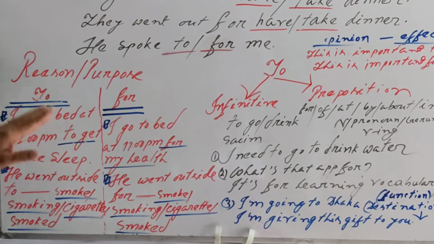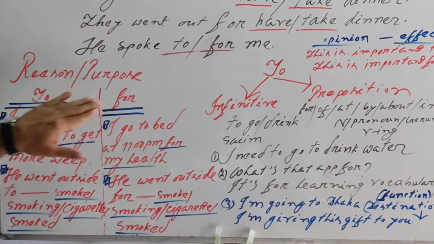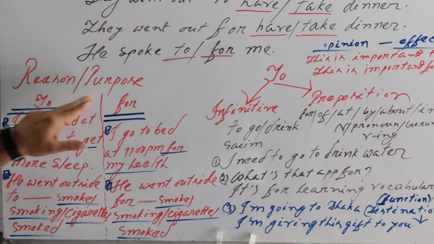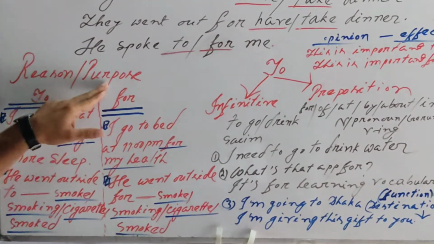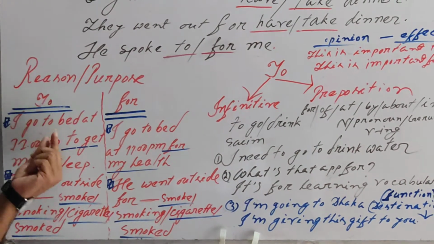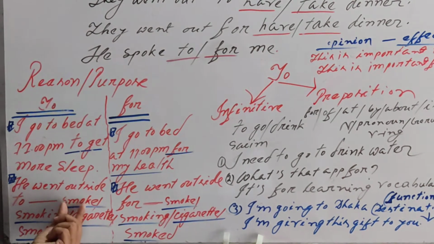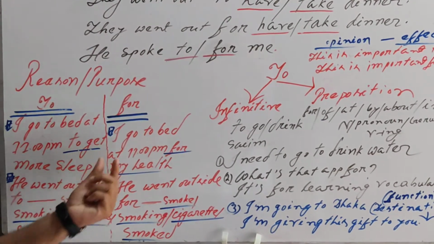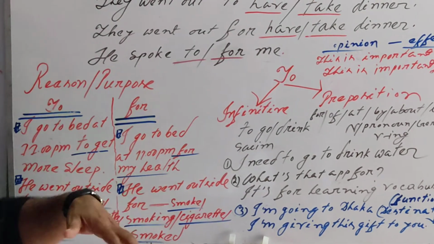What does it mean? Of course, if I would like to use the preposition "to" and the preposition "for", they indicate reason and purpose. But if I use the preposition "to", of course that will be the present form. If I use "for", of course that will be used in a different way.